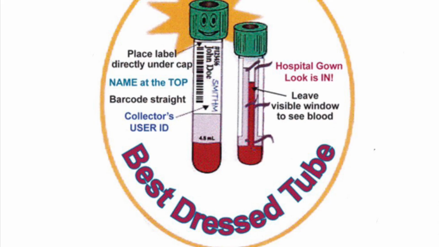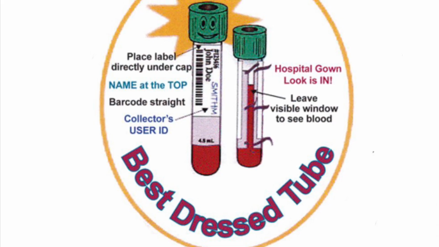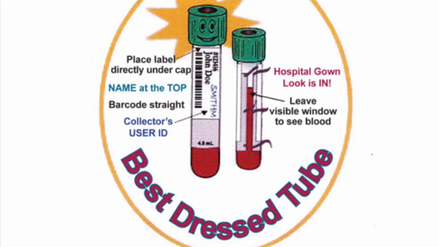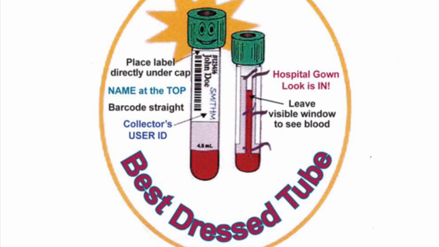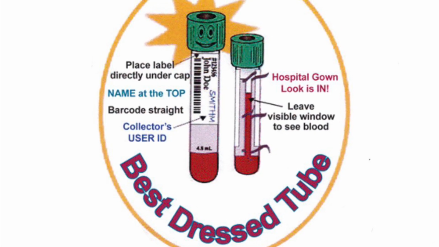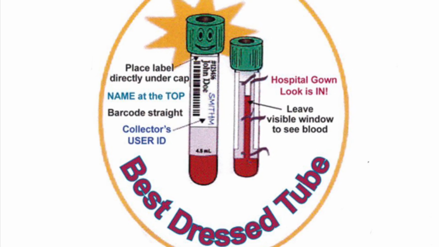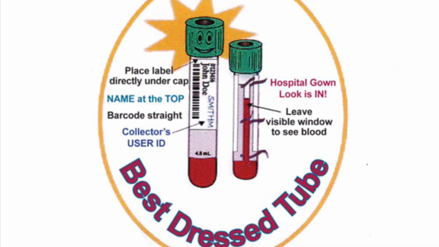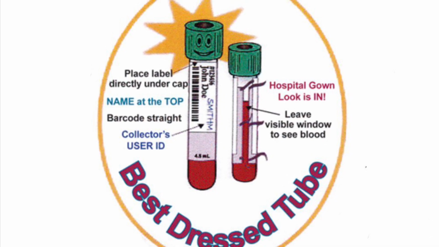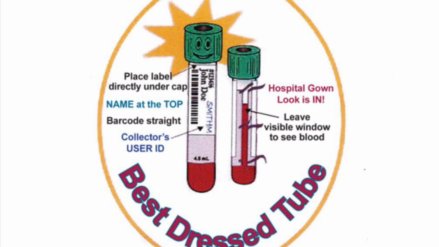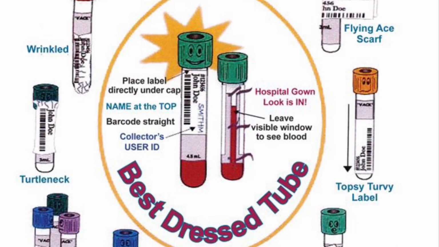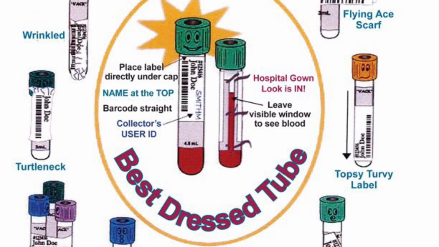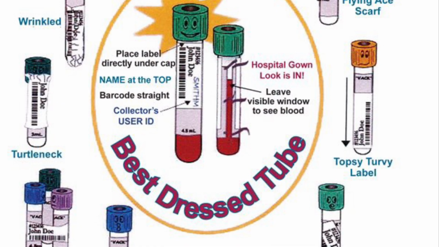The label is applied smoothly without wrinkles and leaves a visible window to see the blood sample inside the tube. This placement ensures that the specimen can be accurately identified and still allows laboratory staff to visually assess the sample for issues such as hemolysis, clots, or improper fill levels. Now looking at the tubes surrounding it, each one demonstrates a labeling error that could interfere with specimen identification or testing. The tube labeled wrinkled shows a label that has been applied unevenly with folds and wrinkles.